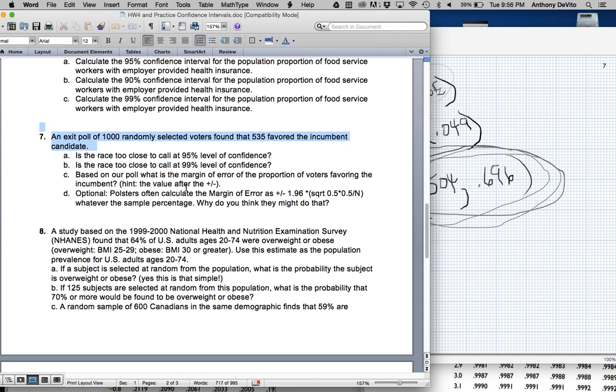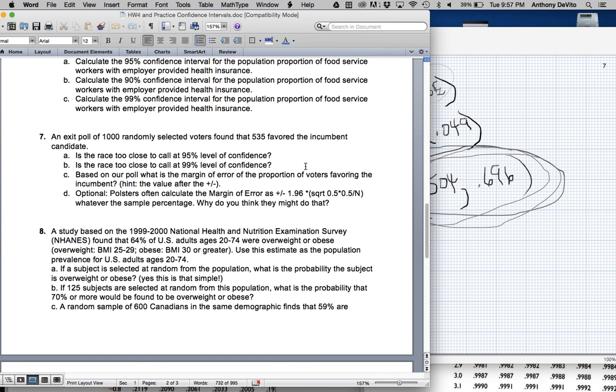An exit poll of 1,000 randomly selected voters found 535 favored the incumbent candidate. Is this race too close to call with a 95% confidence interval? Well, what does this say to us? What this says to us is that 535 out of 1,000 people, 53.5% of the 1,000 people that we selected, are going to vote for the guy that we're talking about.